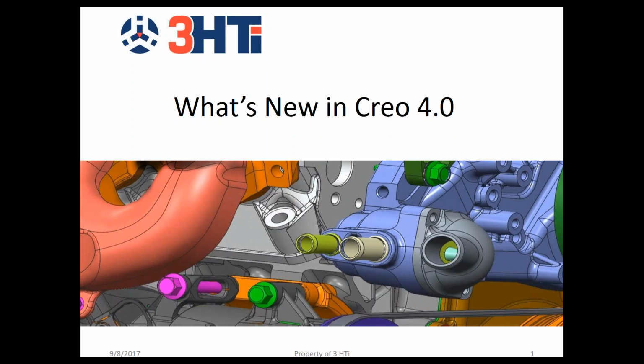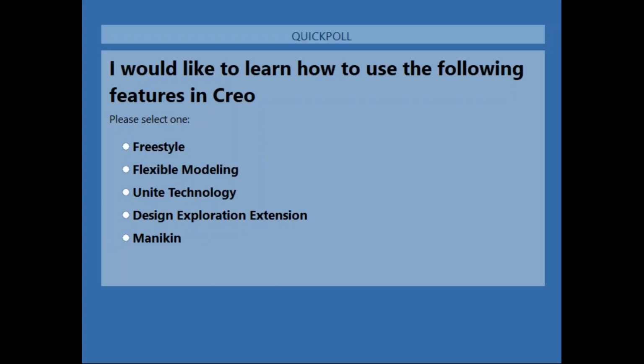So the next question I have is in relation to the first question. I would like to learn to use the following features within Creo 2.0 or 3.0: Freestyle, flexible modeling, Unite technology, design exploration extension, or mannequin.